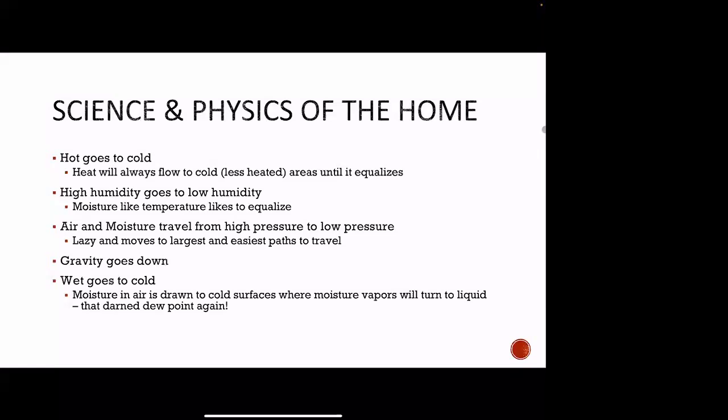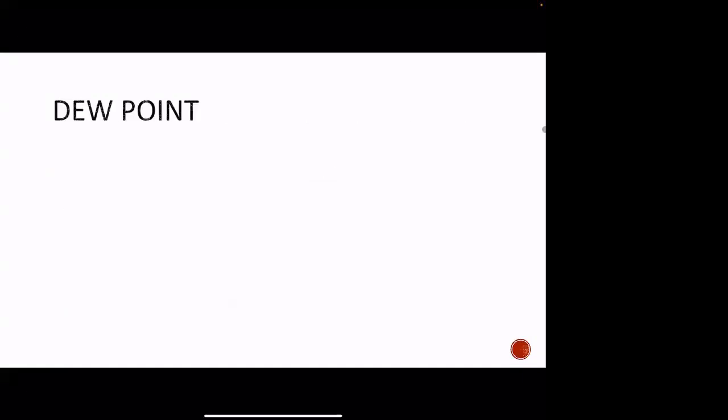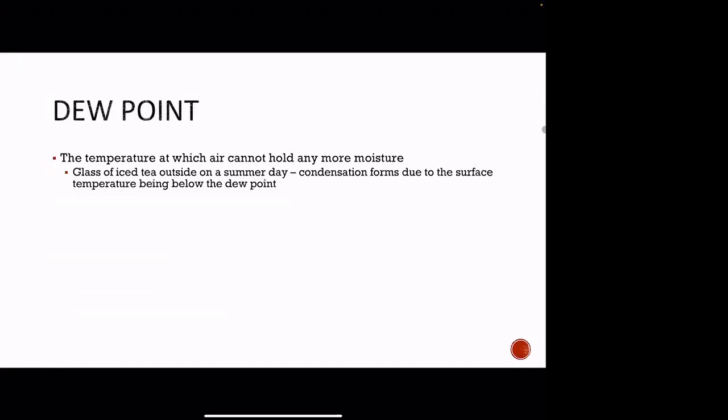However, there's one more. Wet goes to cold. What does that mean? Well, moisture in the air is drawn to cold surfaces. And then that's where moisture vapors will start to turn to liquid. It's that darn dew point again, right? So, dew point. What is dew point? Well, it's the temperature at which air cannot hold any more moisture. So think of it like a glass of iced tea outside on a summer day. What's going to happen is condensation is going to form on the surface due to the temperature being below that dew point.